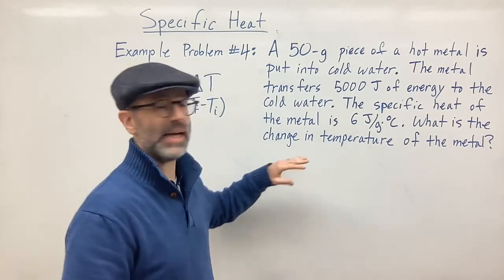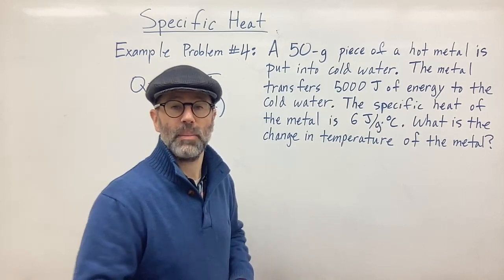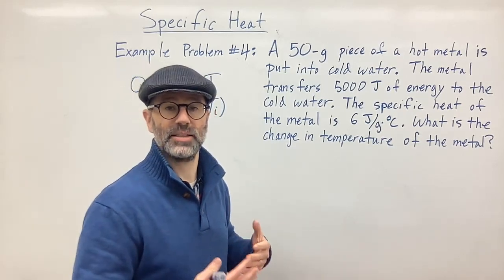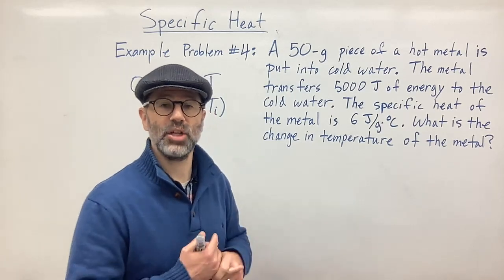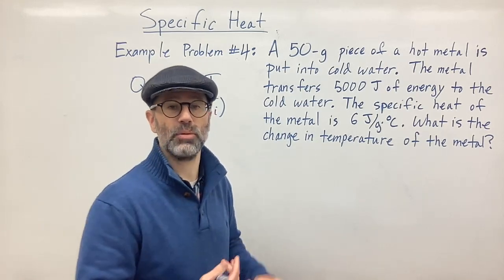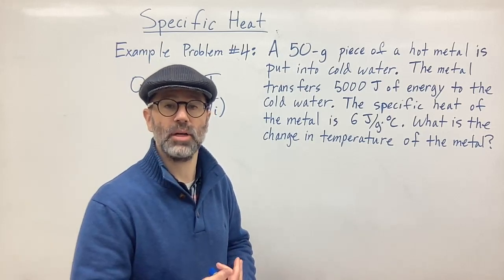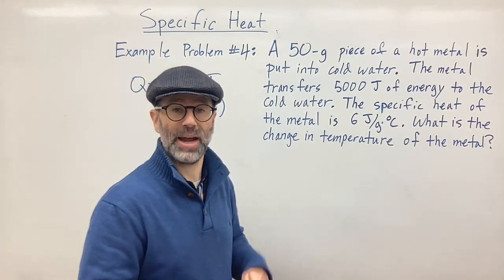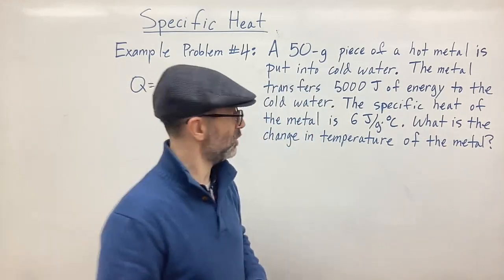Now, they could have easily asked us, what's the temperature change of the water? But they didn't give us any information about the water outside of the fact that it's absorbing 5,000 joules of energy. We would need to know the specific heat capacity of water. We would also have to know what mass of water is absorbing that amount of heat. And they don't give us that, so that's not what we're going to be looking for. And they don't ask for that. They ask for the metal, which we do have the information, right?